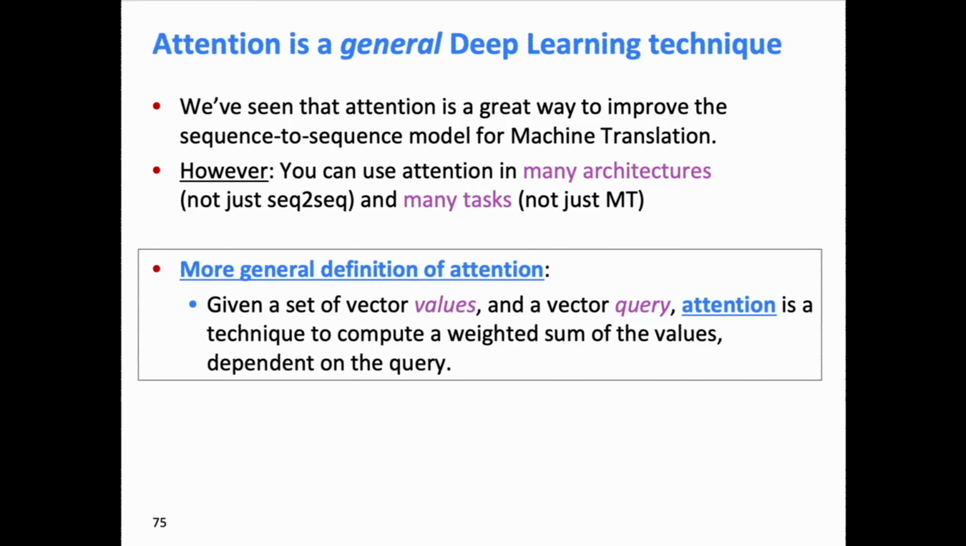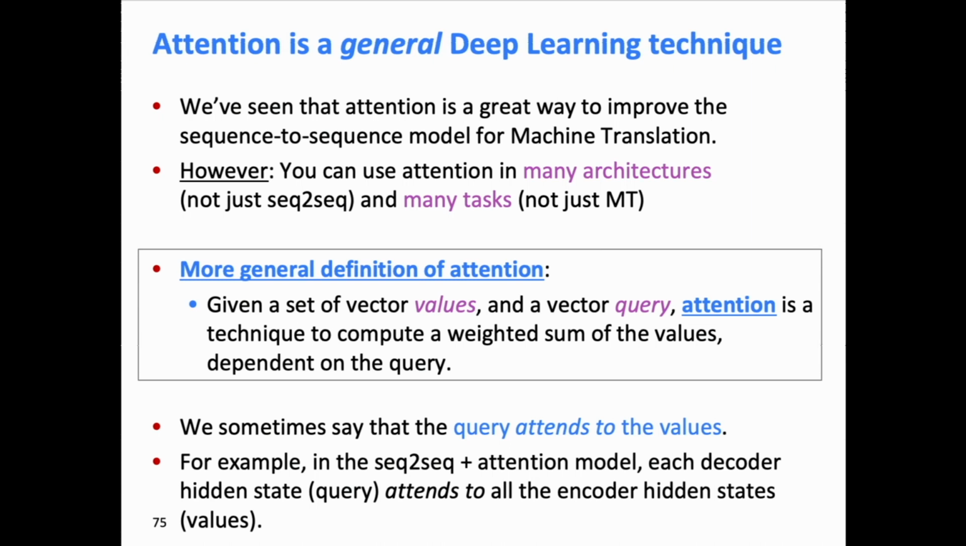Suppose you have a set of values, each of which is a vector, and you also have a single vector, which you're calling the query. Then attention is a way to compute a weighted sum of the values, but the way you weight it is dependent on the query. So we often phrase this as saying that the query is attending to the values. The idea being that you have all this information that's in the values, and the query is somehow determining how it's going to pay attention to the values. So for example, in Seq2Seq, the decoder hidden state on a particular time step is the query, and is attending to all the encoder hidden states, which are the values.